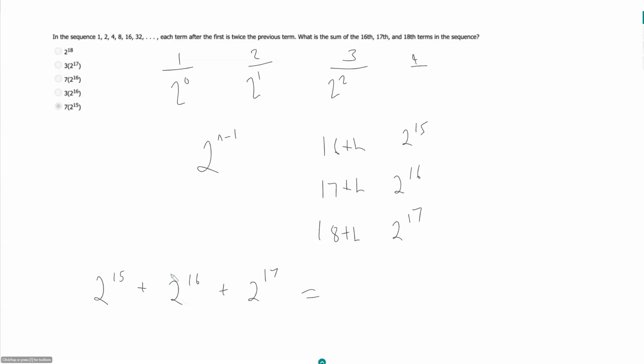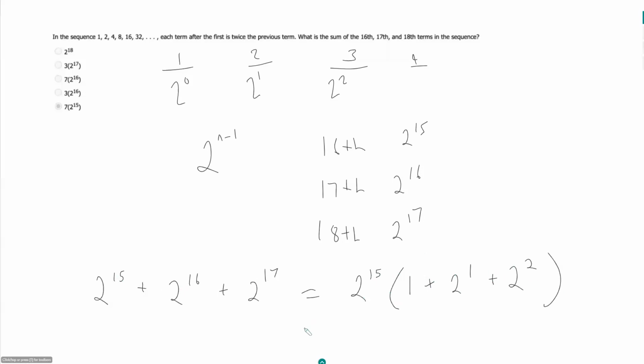So what do these guys have in common? So each of my terms here shares 15 2's. So I should be able to factor out a 2 to the 15th and then just reverse engineer my exponent rule. So 2 to the 15th times 1 should get me back to 2 to the 15th, plus 2 to the 15th times 2 to the 1st should get me back to 2 to the 16th, because common base, 15 plus 1 is 16, plus so then 2 to the 15th times what? Times 2 squared should get me back to 2 to the 17th, because 15 plus 2 is 17.